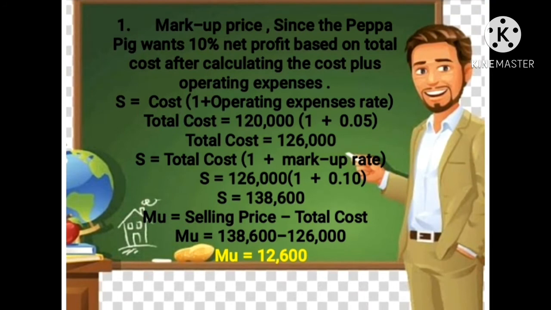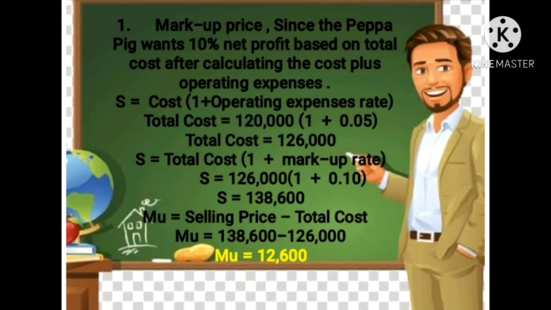So let us know the markup price. Since Peppa Pig wants a 10% net profit based on the total cost, after calculating the cost, we need to add the operating expenses. So selling is equal to cost times (1 plus operating expenses rate). The cost is 120,000 times (1 plus the operating expenses rate, which is 0.05).